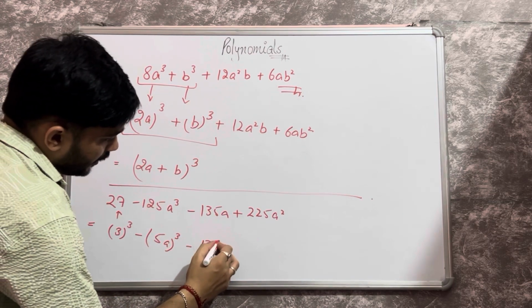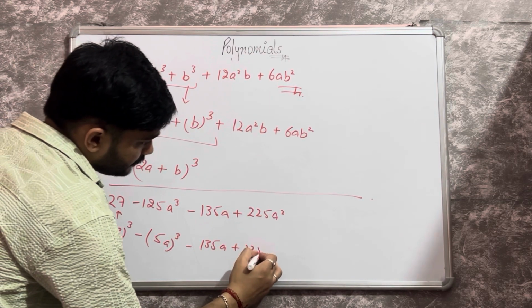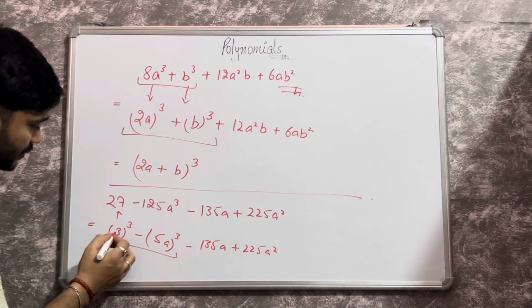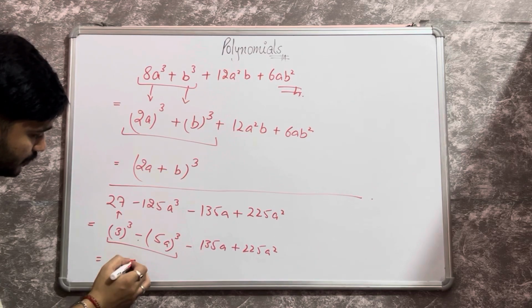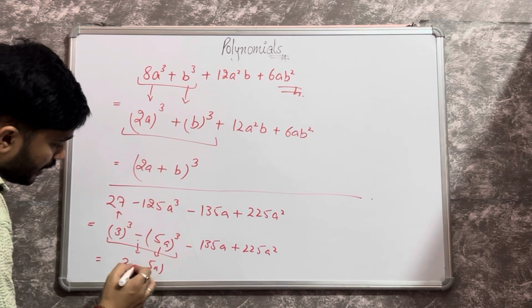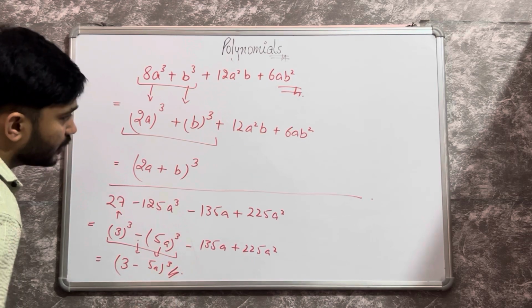Write the third and fourth term as it is. Now look at these two numbers. Write the first term, write the sign between them, that is minus, write the second term, that is 5a, and its whole cube. It is going to be our answer. Any doubt?